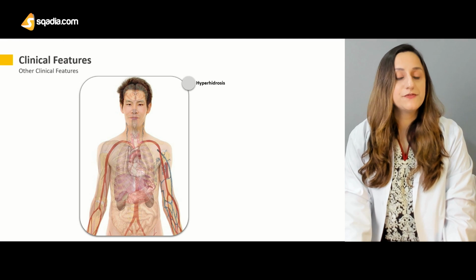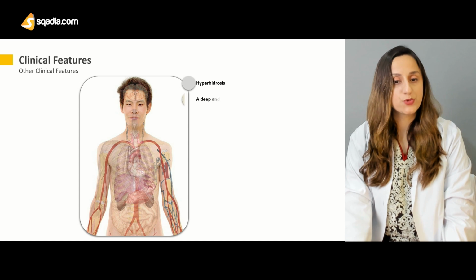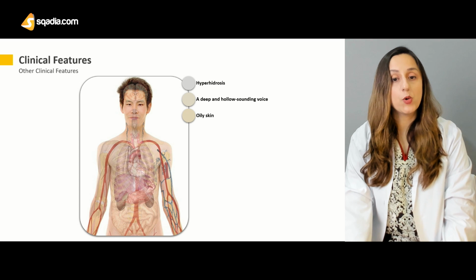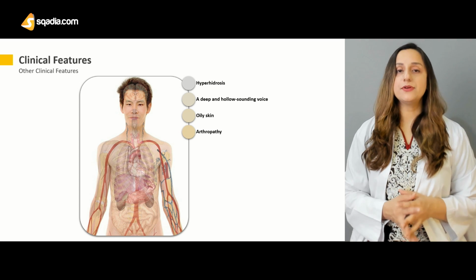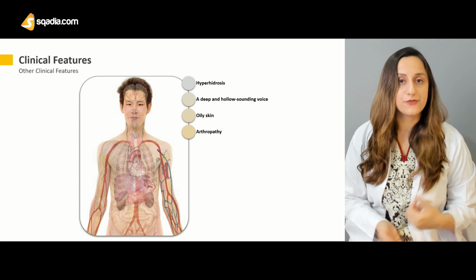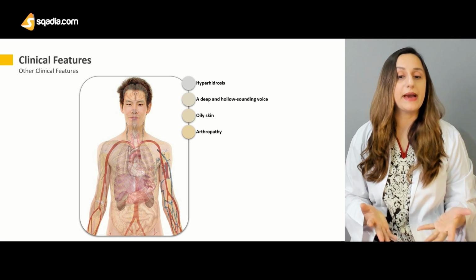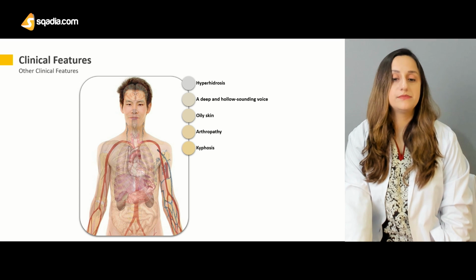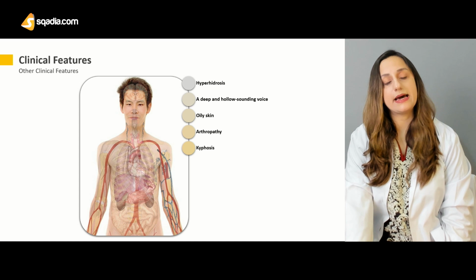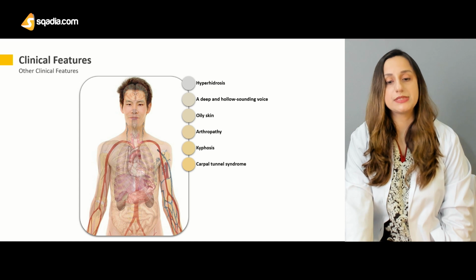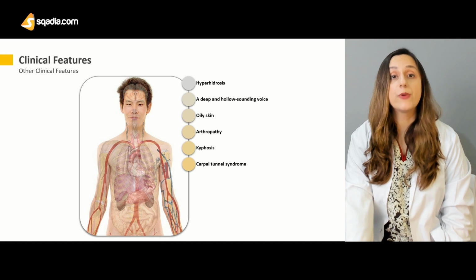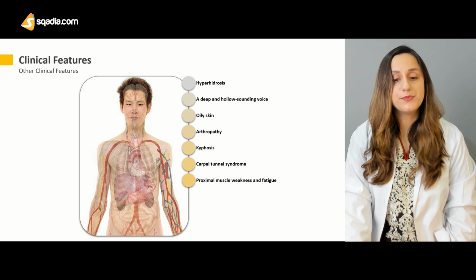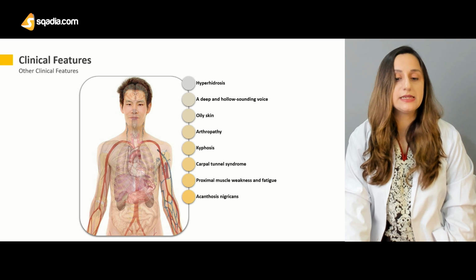Now, the other clinical features include hyperhidrosis. We have the deep and hollow sounding of voice, oily skin. Hyperhidrosis is an increased sweating phenomenon that is seen in the individuals. Arthropathy is also noted down. Then we have kyphosis. Basically, the spine deformities, either scoliosis or kyphosis, are noted down. Carpal tunnel syndrome due to the ring tightening is one of the key features. And then we have the proximal muscle weakness and fatigue.